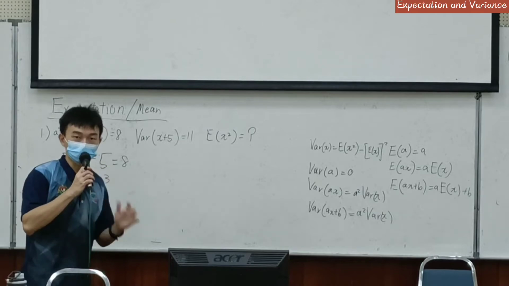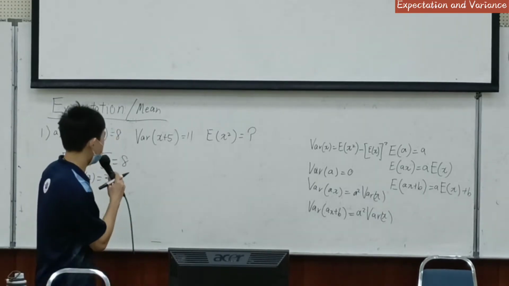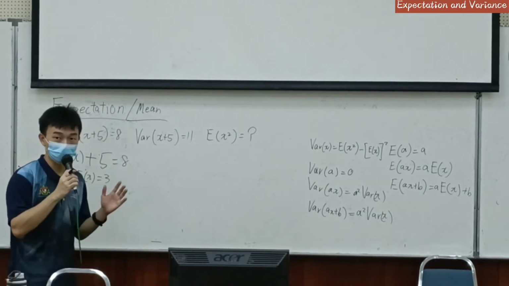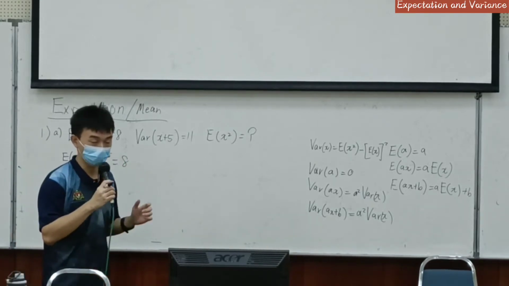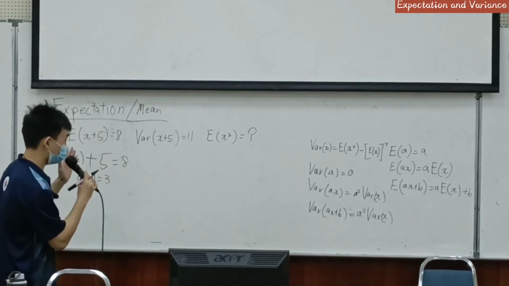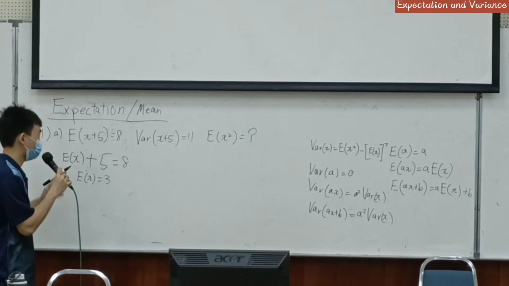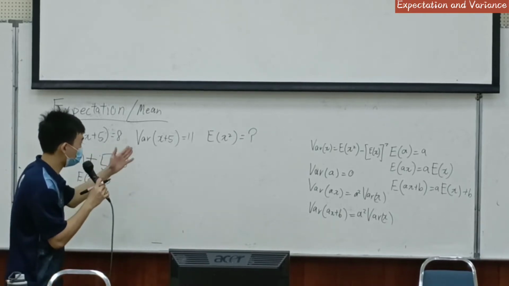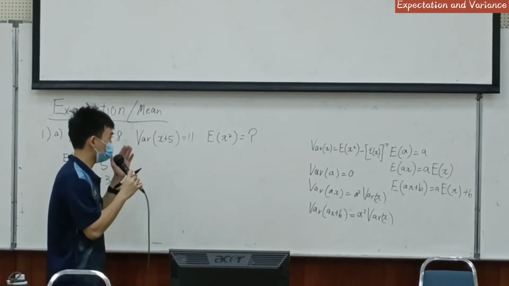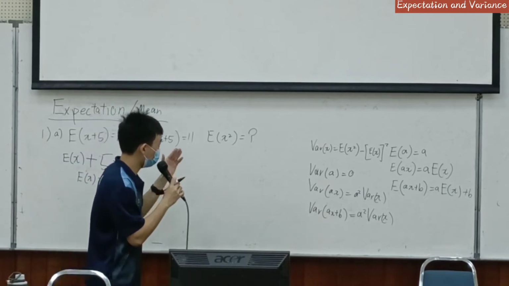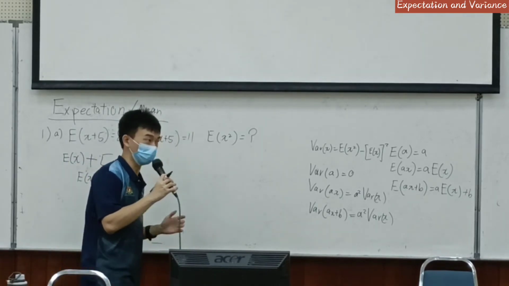And I'm going to proceed with the next subtopic, which is the expectation. And expectation, we can also call it the mean. So let's talk about this question. Expectation of x plus 5 is equal to 8 and variance of x plus 5 is equal to 11. So the question that we are going to find is the expectation of x squared.